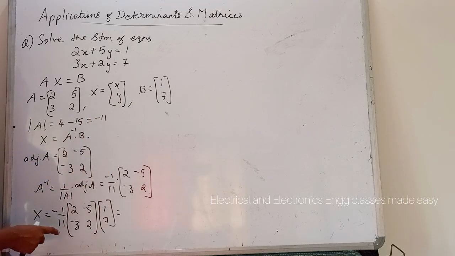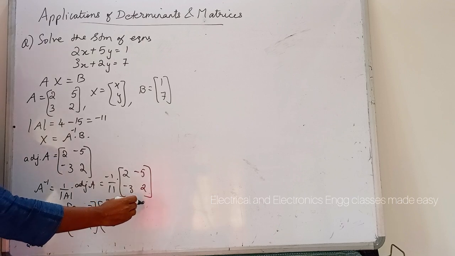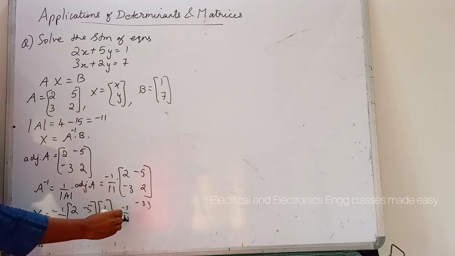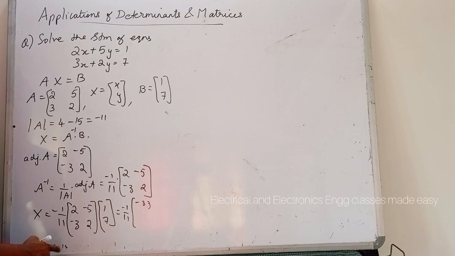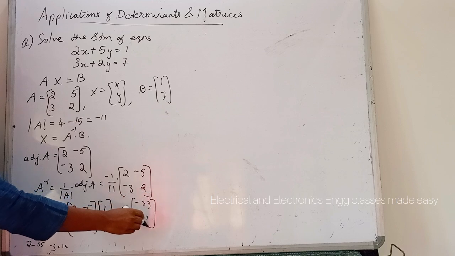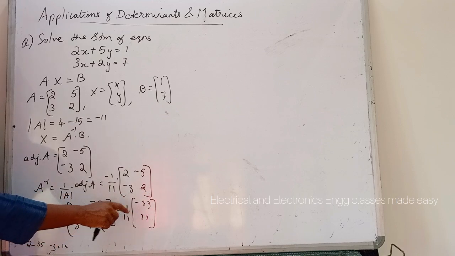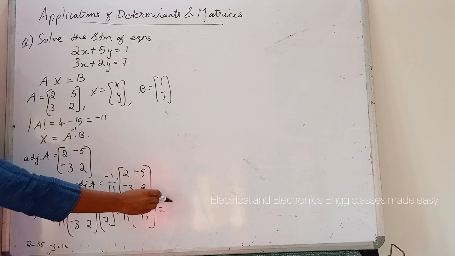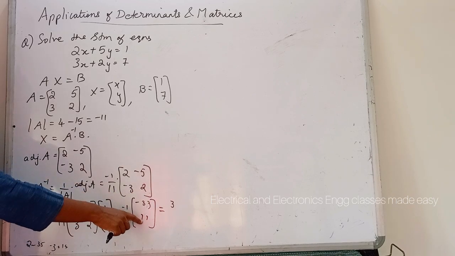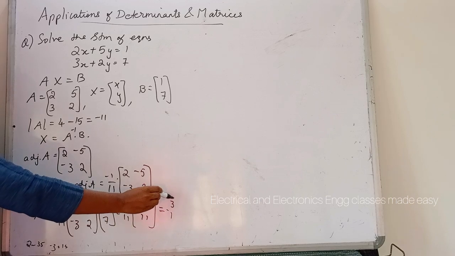And that is equal to, so here 2 into 1 is 2, then minus 5 into 7, that is minus 35, so that is minus 33. And here minus 1 by 11 is there. Then minus 3 into 1, that is minus 3, then plus 2 into 7, that is 14. So here we will get 11. And this is equal to minus 1 by 11 into minus 33, that is plus 3. Then minus 1 by 11 into 11, that is minus 1.